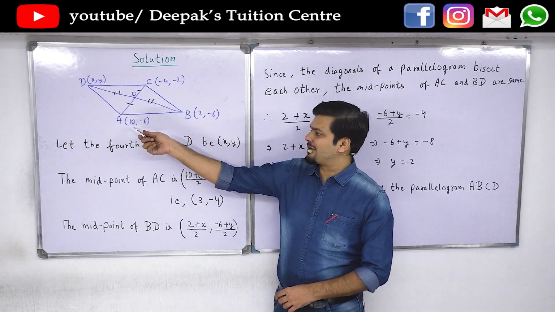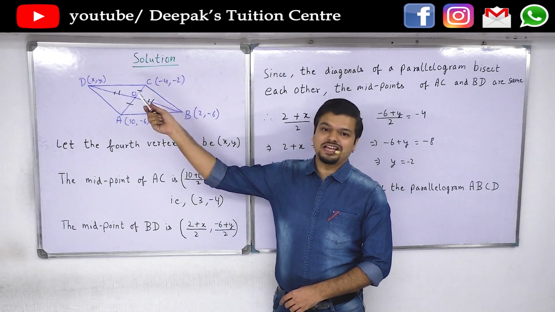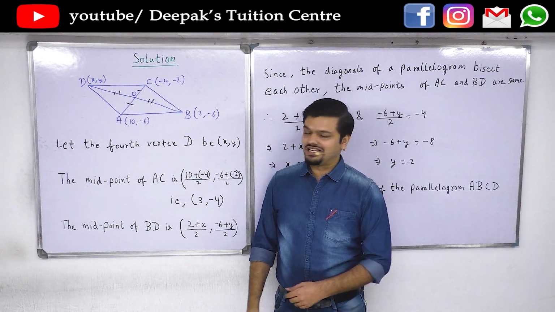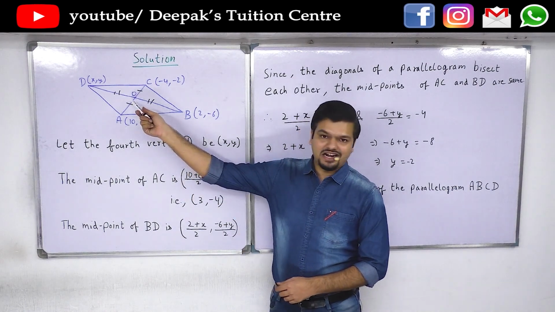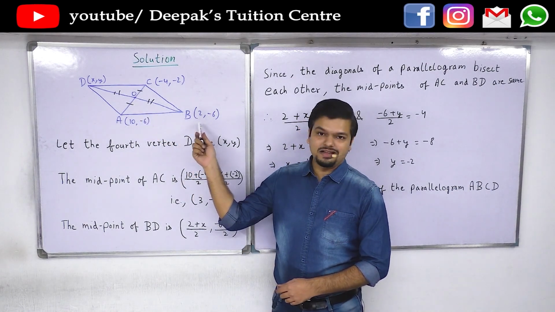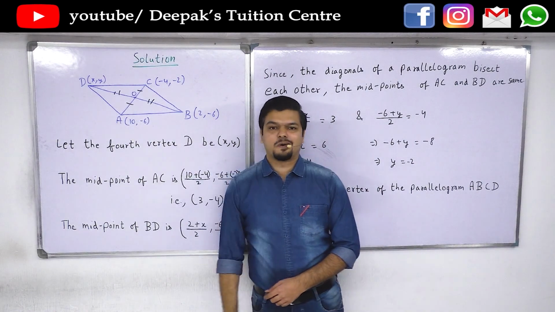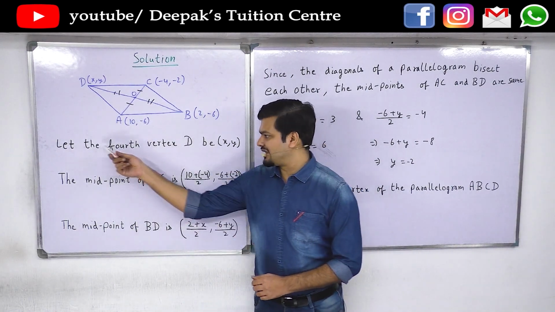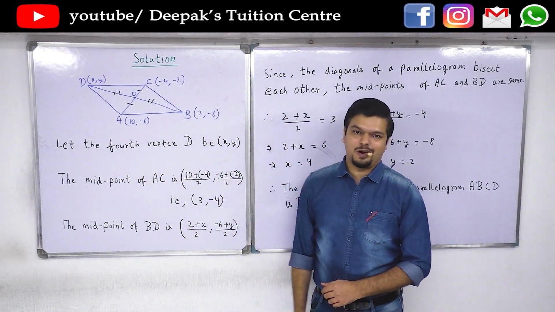So since we know the coordinates of A and C, using the midpoint formula, we can calculate the coordinates of O. And by using the midpoint formula, since we already know the midpoint and the coordinates of B, we can calculate the coordinates of D. This is the easiest way to do this sum. So let the fourth vertex D be (x, y).